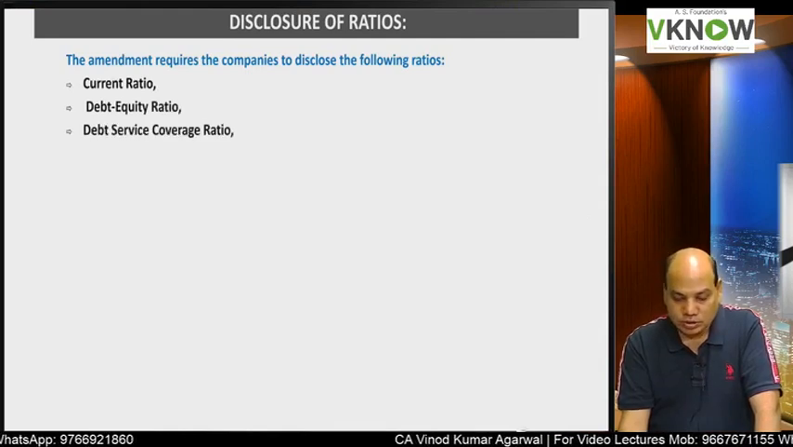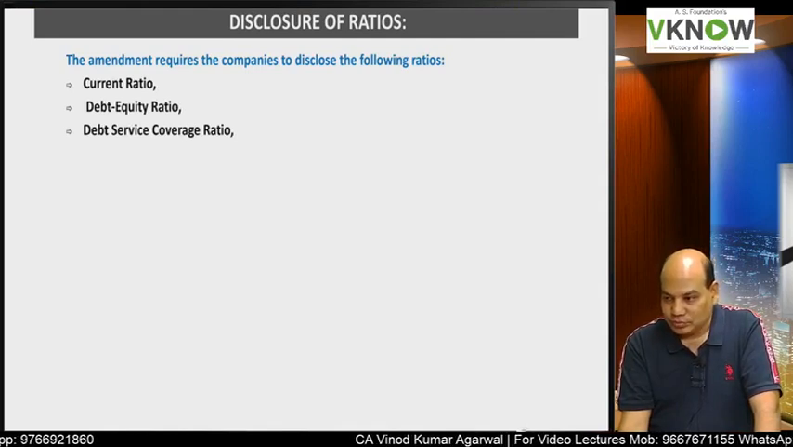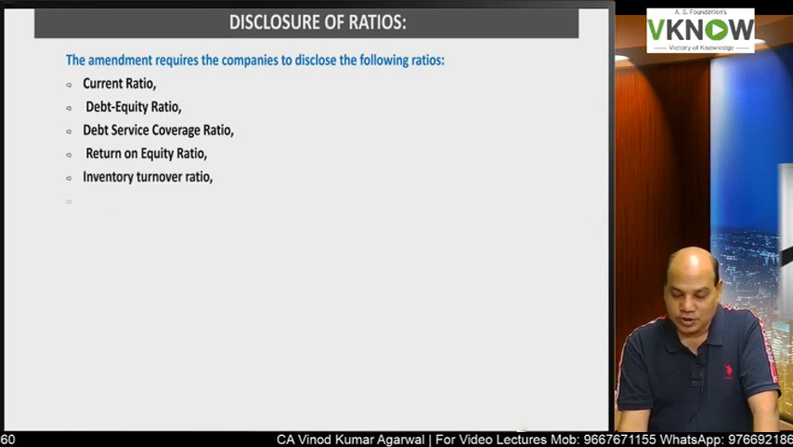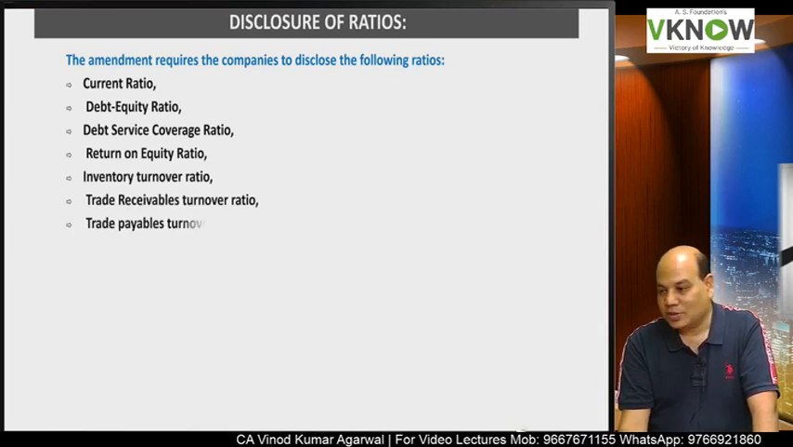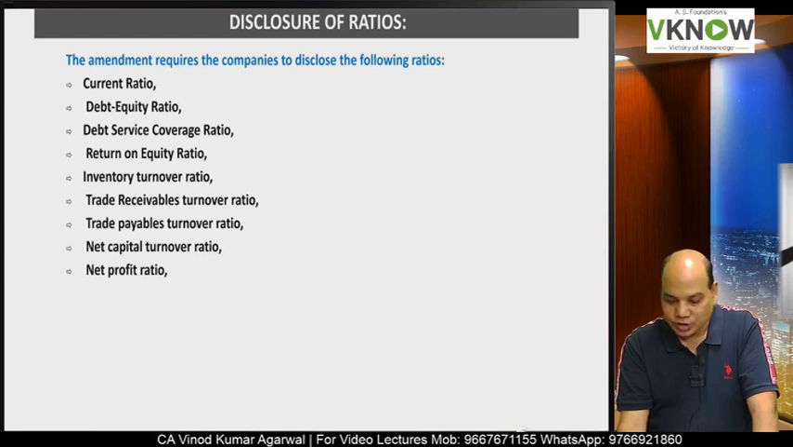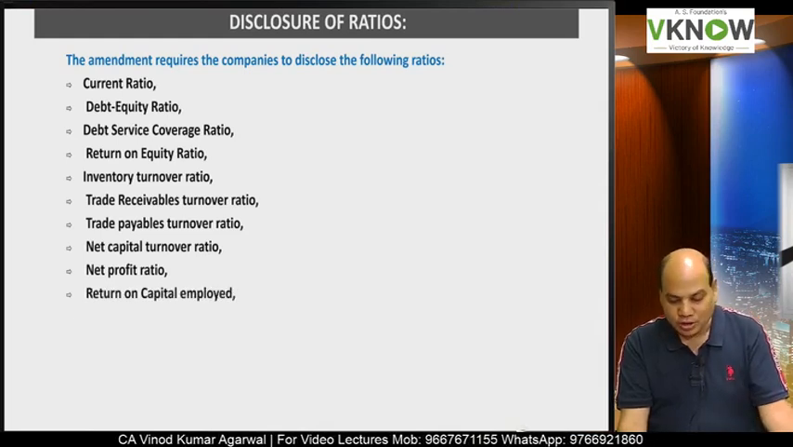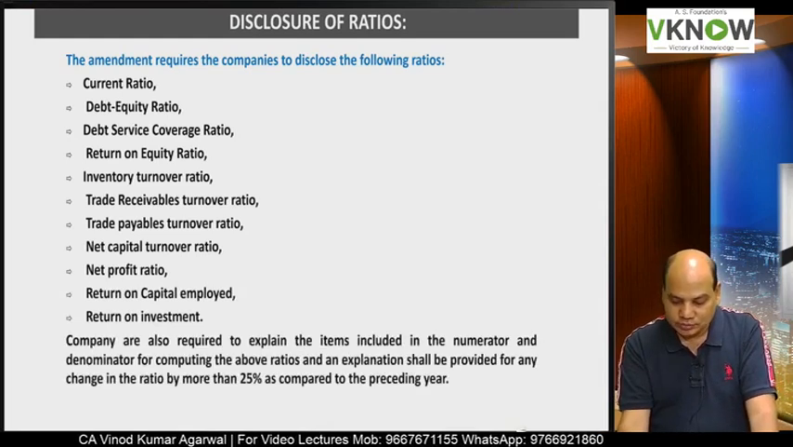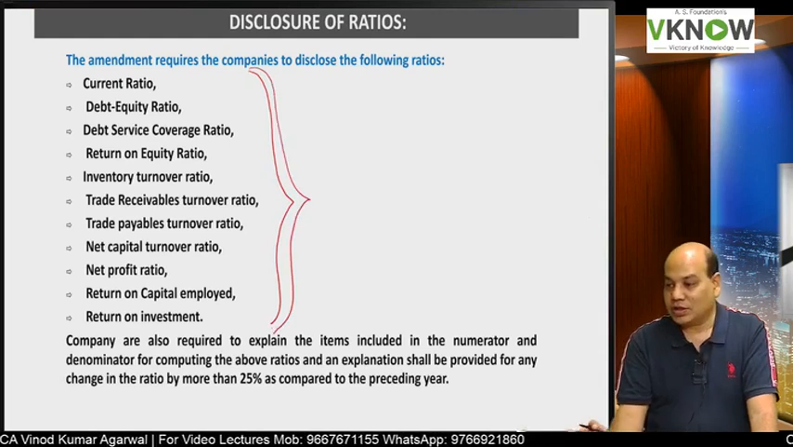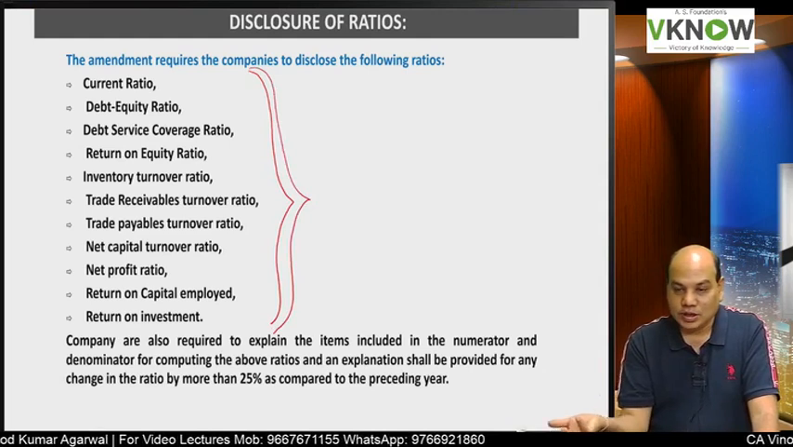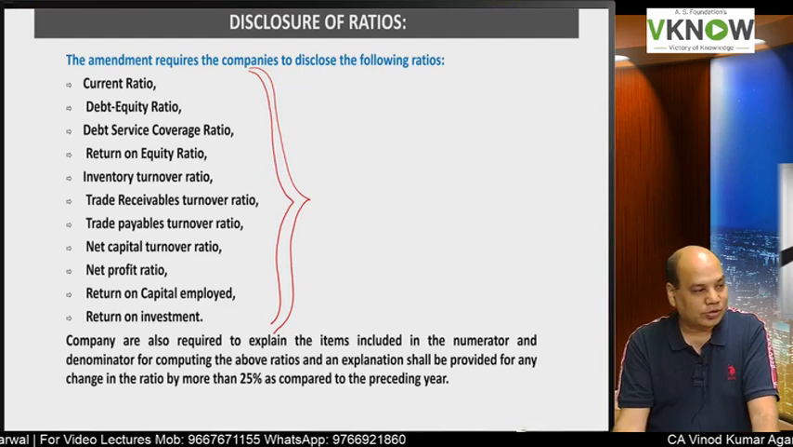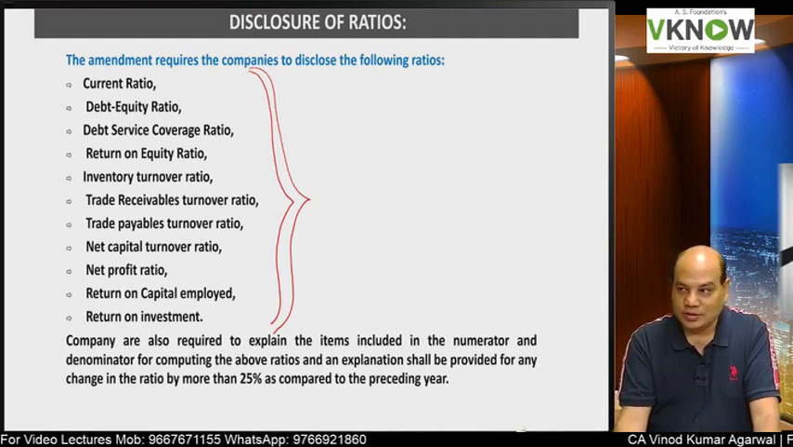Current ratio, debt equity ratio, debt service coverage ratio, return on equity, all the important ratios, inventory turnover ratio, trade receivable turnover ratio, trade payable turnover ratio, net capital turnover ratio, net profit ratio, return on capital employed, return on investment. If you look at these, they are really good ratios. Of course, you can suggest that they should have added a few more ratios. That list is endless. We had a topic in FM, ratio analysis, and almost 40-50 ratios you have studied.